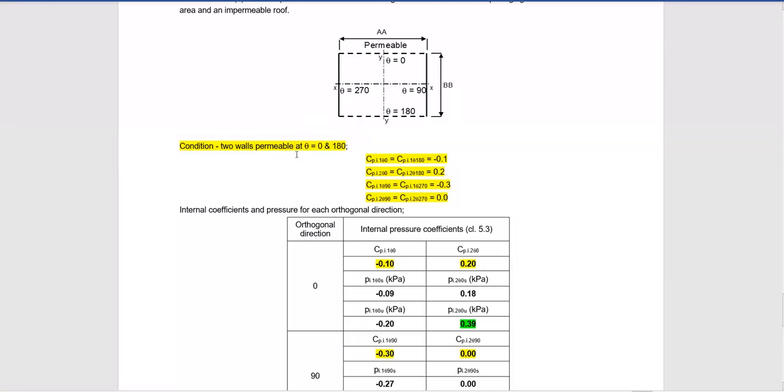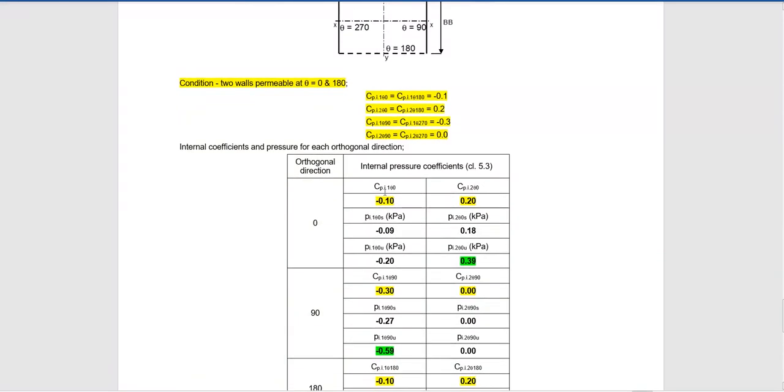If we have two wall sides that are permeable, then Cpi at 0 degrees is negative 0.1, and in another scenario, it will be 0.2. Then Cpi at 90 degrees, which is this side, will be negative 0.3, and another scenario will be 0. So at the end of the day, we are going to get a maximum value for the net pressure for the internal pressure, because we have two values.